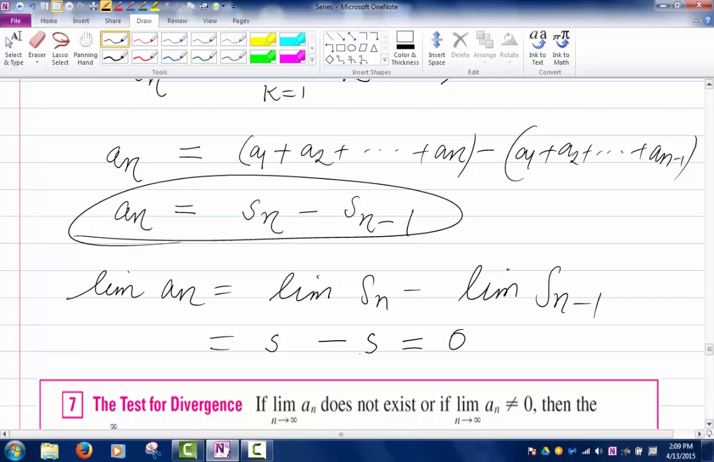Does that make sense? Is everybody okay? Anybody who is confused about the limit of Sn and Sn minus 1? Anyone thinks that they should be different? No? Okay, let me just say one thing.